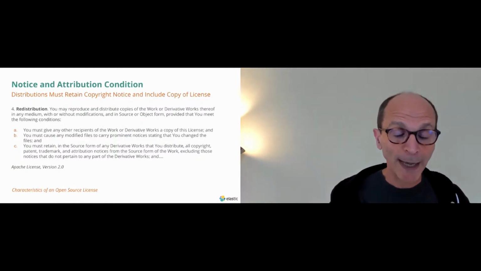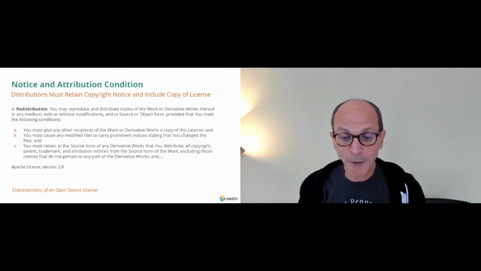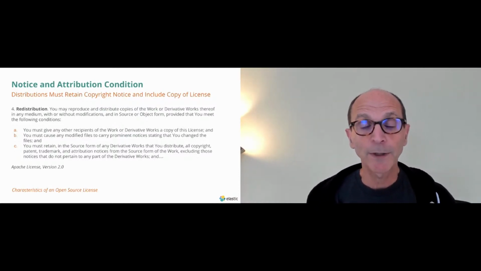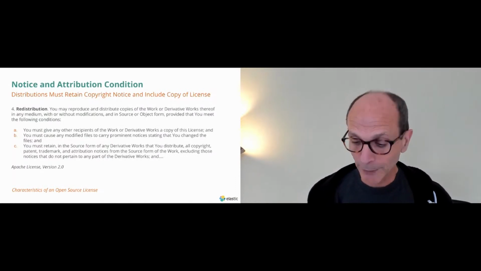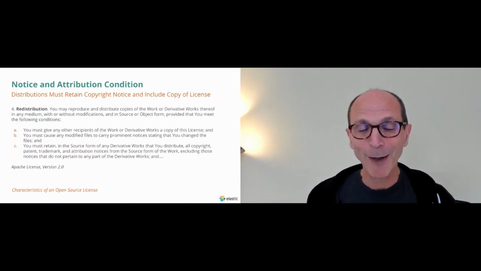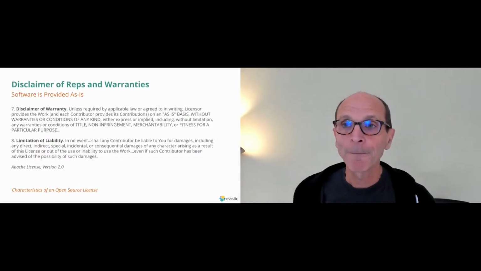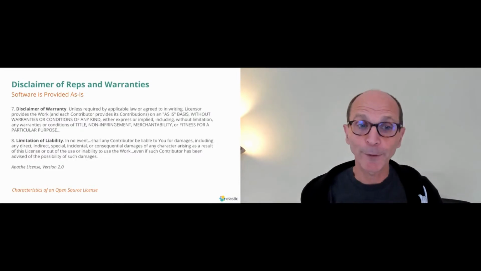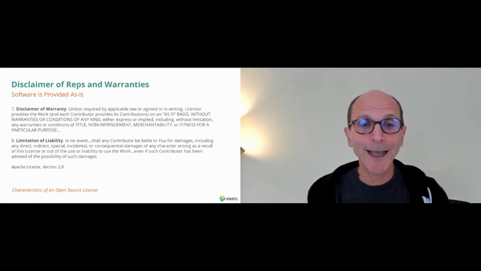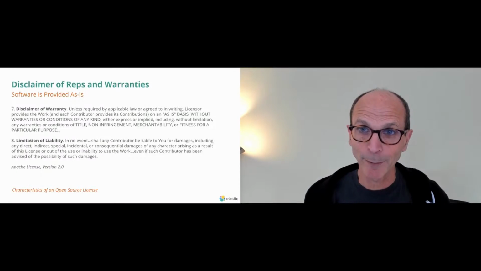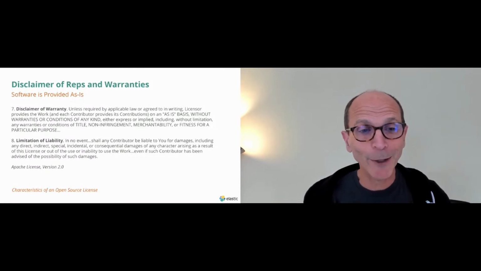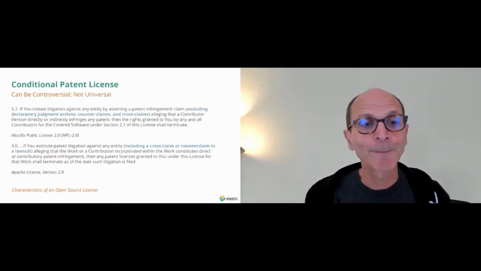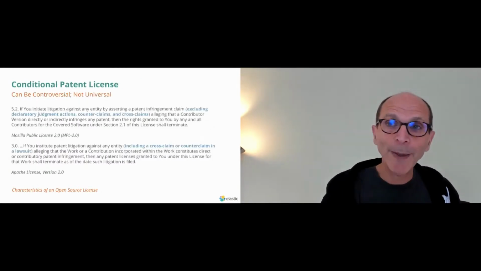Here's an example from Apache version 2.0. And this is only fair, right? Because somebody wrote that code. It's only fair that they should be given the attribution for having written it. And it's only fair that their copyright gets propagated so that folks know that it is protected. There's also a disclaimer of reps and warranties. Again, if you're making software available for free, you're probably not that interested in having somebody sue you because the software didn't work the way you wanted it to work, or sue you because they felt like it infringed some third-party rights. And finally, we talked a little bit about patents.